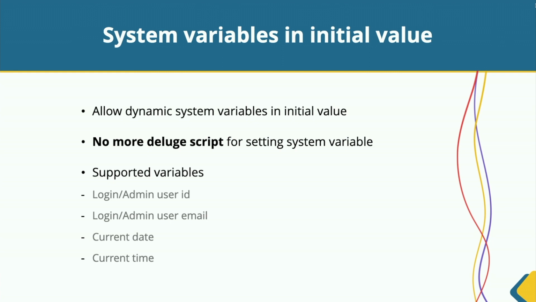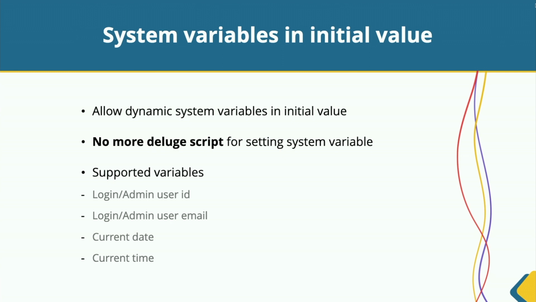And this is another small but very important feature. People have been asking for this for a long time, where you can set system variables as a default value in your form. Today you cannot do it. Let's say you want to set the current login user's email ID inside your record. You have to write it in Deluge.